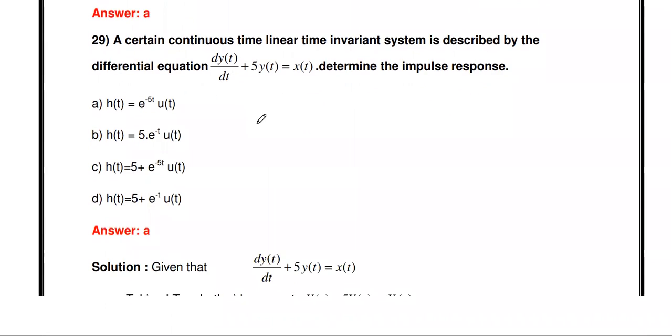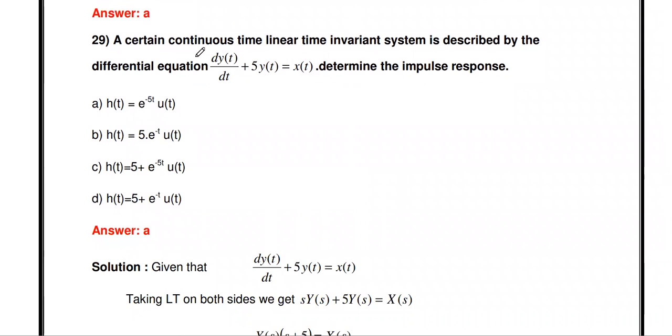Then the next question: a certain continuous time linear time invariant system is described by the given differential equation. Determine the impulse response. One system equation is given, and we can find the impulse response. Here, in the differential equation, y of t is the output and x of t is the input of the system. So using this time domain equation, we have to find the impulse response.